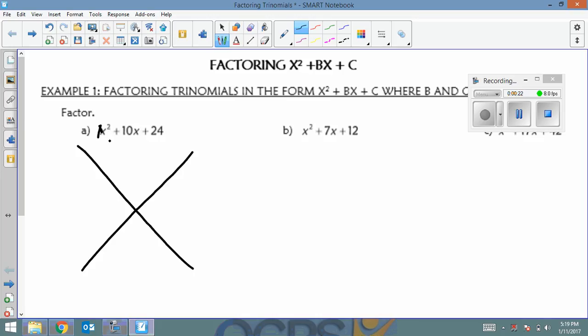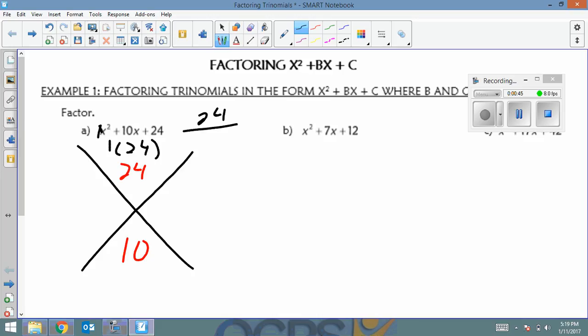In the top, it's always the first number multiplied by the last number. So 1 times 24 gives me 24. And then in the bottom, we always put the number in the middle, which is 10. The numbers on the side, what we need here is two numbers that multiply to get 24, but add to get 10.